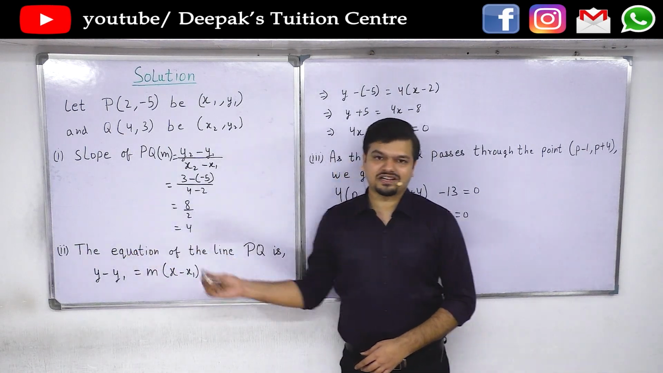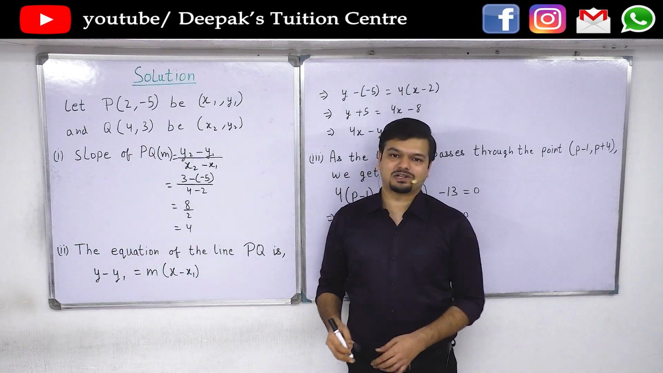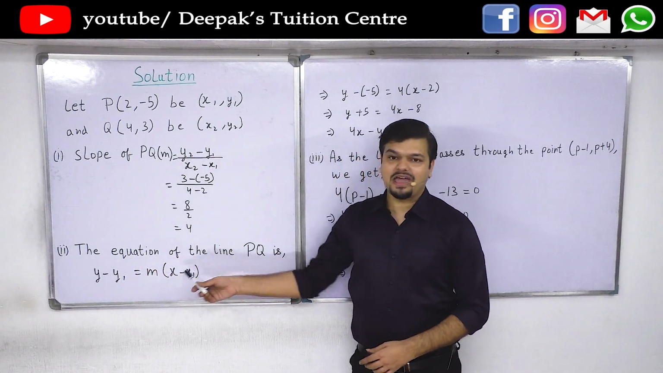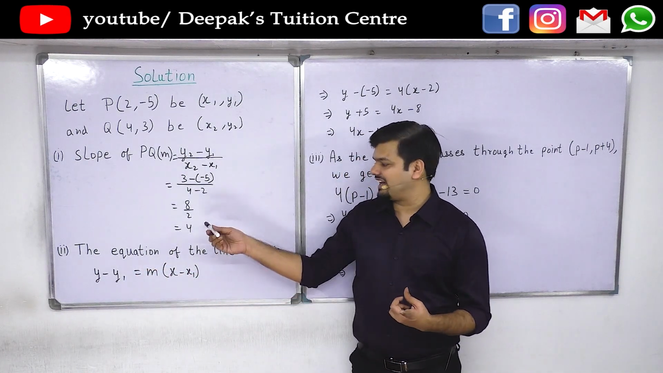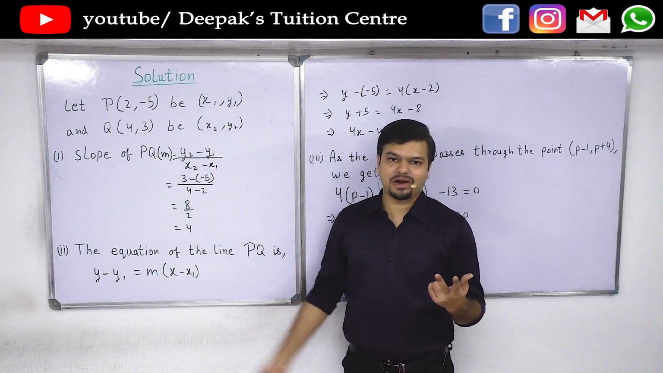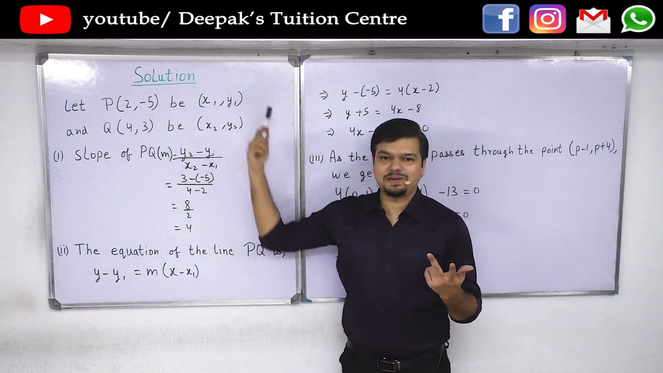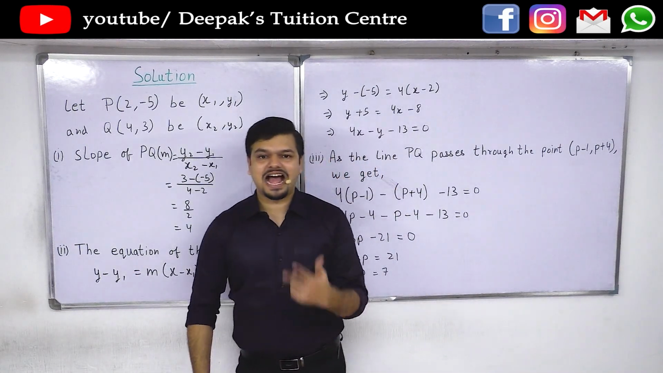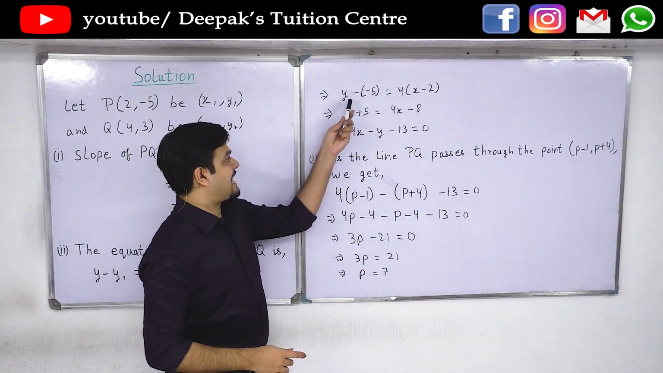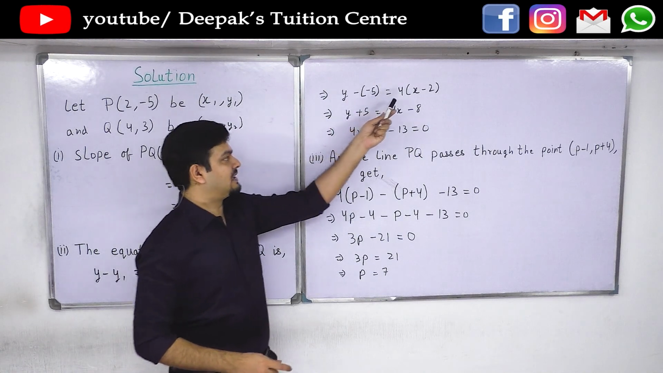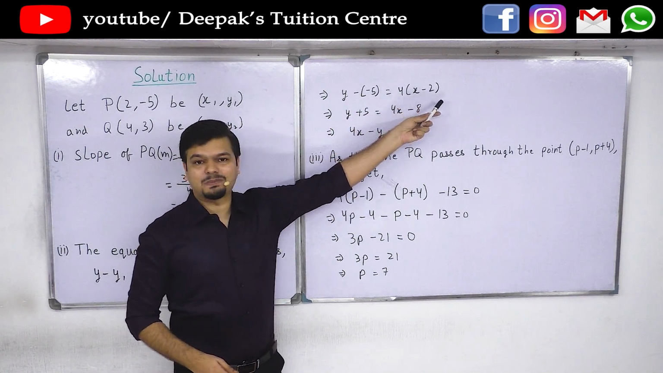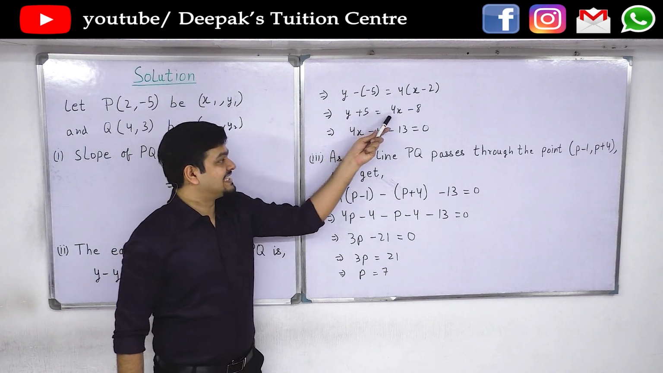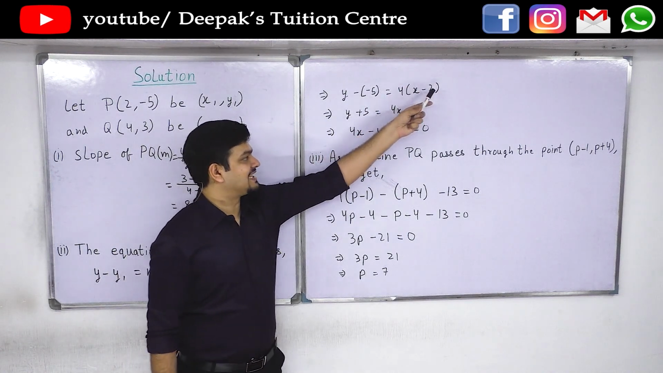To calculate the equation of the line, we use the point-slope formula. That is y minus y1 equals m(x minus x1), since we already know the slope and any one point on the line. So we'll take P as one point. So we substitute the values of m, y1 and x1. We get y minus -5 equals 4 times (x minus 2). So we open the brackets, we get y plus 5 equals 4x minus 8.